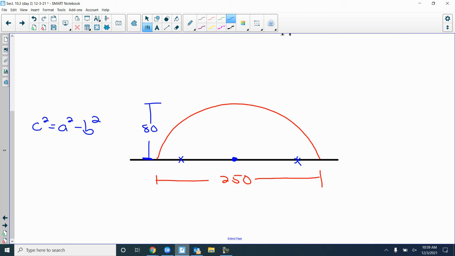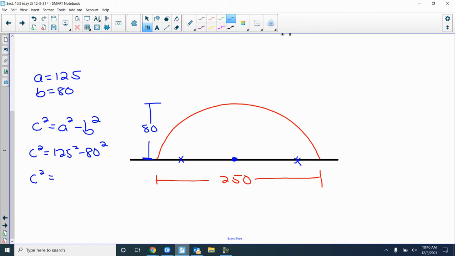Jordan, what'd you say? No, never mind. Cut it in half. Yeah. So we're going to cut 250 in half. So A is going to be 125. What's B? Do I need to cut that in half? So B is 80. A is 125. B is 80. So you just got to watch if they're talking about a full ellipse. This case is a semi-ellipse. And so C squared equals 125 squared minus 80 squared.